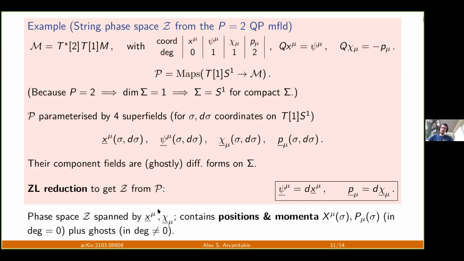So the degree 0 bit of X is a differential form of rank 0 on the S1, which is the string position. And the degree 0 part of chi is the rank 1 form on the S1, which is the string momentum. You also get some ghost things, which I don't care to comment on at the moment, but they're perfectly nice. If you include the ghosts, this is naturally the phase space of a spinning string, if you want.